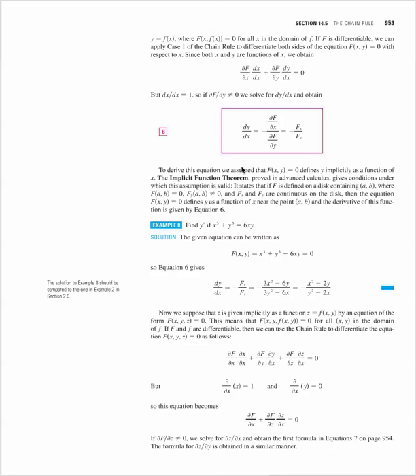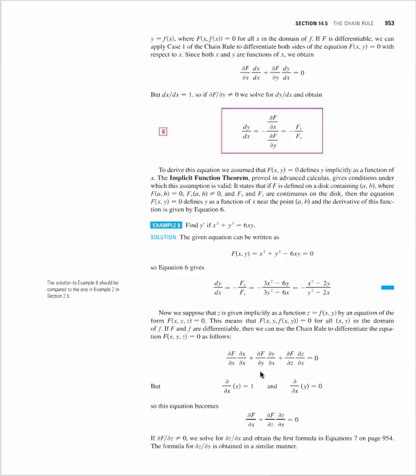Your book brings up the implicit function theorem and doesn't spend a lot of real estate on it. You don't have to worry about it too much. For those who go on in mathematics, you're going to encounter the implicit function theorem. It's a pretty important thing. But for now, we can kind of ignore it. It's not that big of a deal.